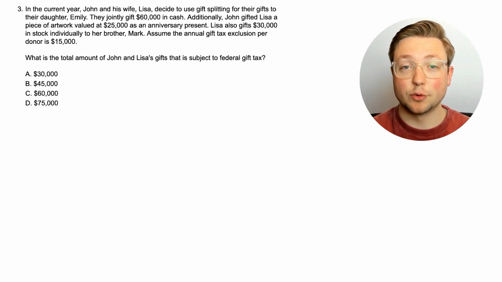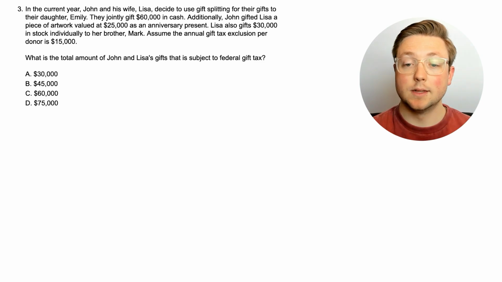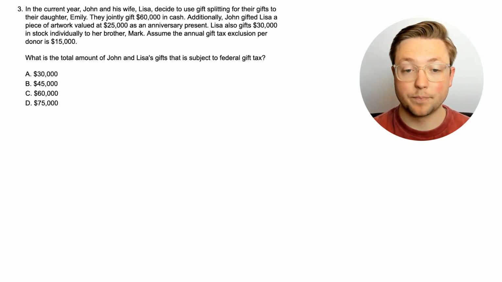Okay, here is question 3. In the current year, John and his wife, Lisa, decided to use gift splitting for their gifts to their daughter, Emily. They jointly gifted $60,000 in cash. Additionally, John gifted Lisa a piece of artwork valued at $25,000 as an anniversary present. Lisa also gifts $30,000 in stock individually to her brother, Mark.